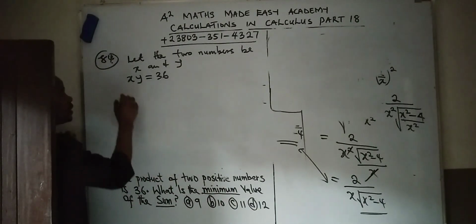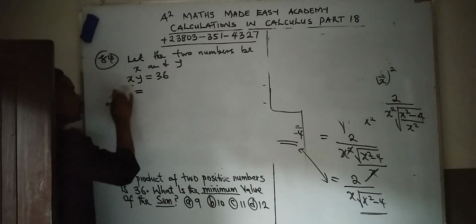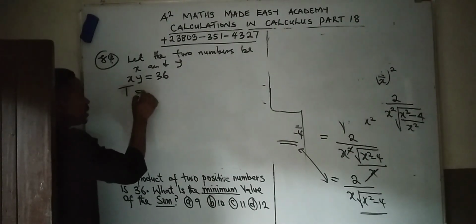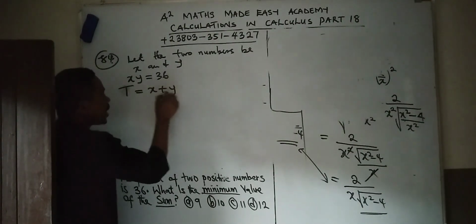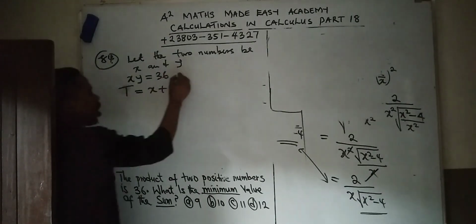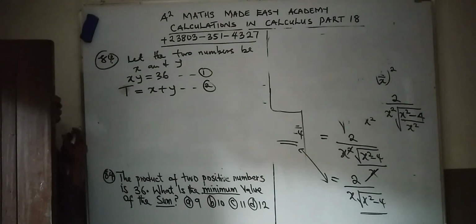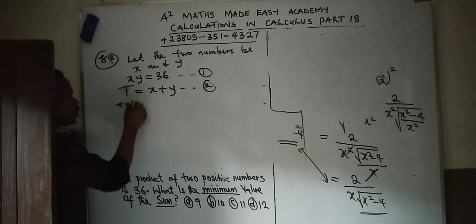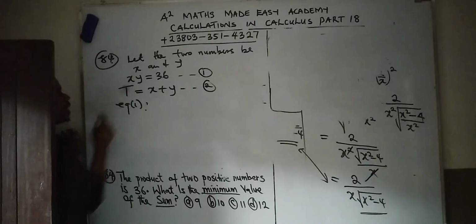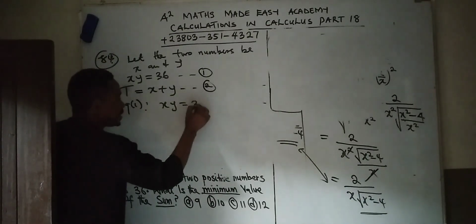Sum we don't know. Now let the sum be t, or I can use total, which is t, equal to x plus y. This is the sum. The sum is t. We don't know it. Call this equation 1, and call this equation 2. Go to equation 1 and make y the subject of the formula, so that xy, which is 36, right?